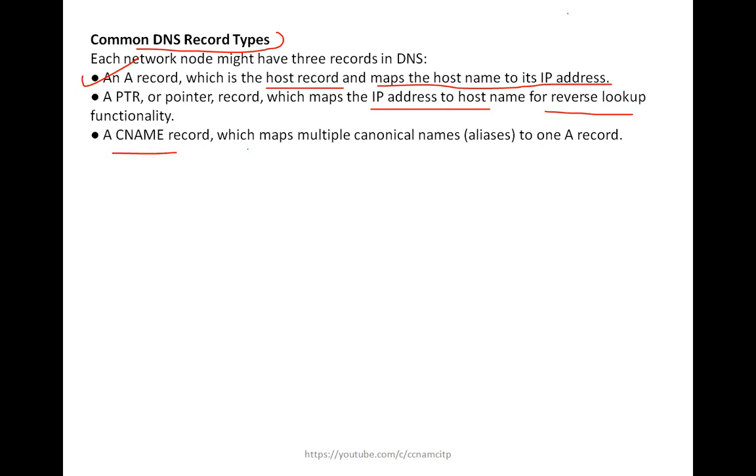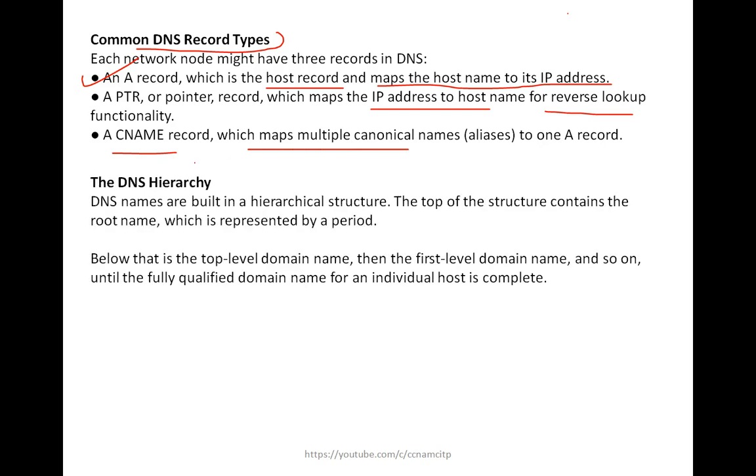And the CNAME record maps multiple canonical names, also known as aliases, to an A record. So the DNS hierarchy is a very big hierarchy, because there is not just one server, there are lots of services we have for this name resolution.